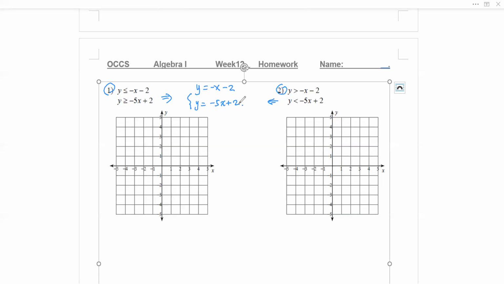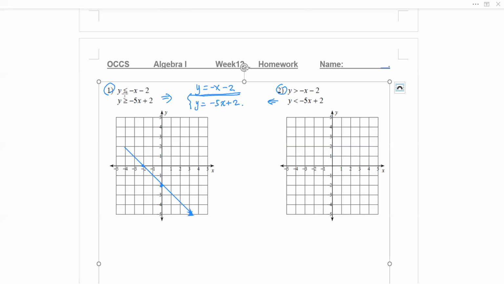So when we graph the first line, what does it cross? It crosses (0, negative 2), and crosses (negative 2, 0), right? So you can quickly graph this one. Can you guys graph here? Okay, you can graph here, right?